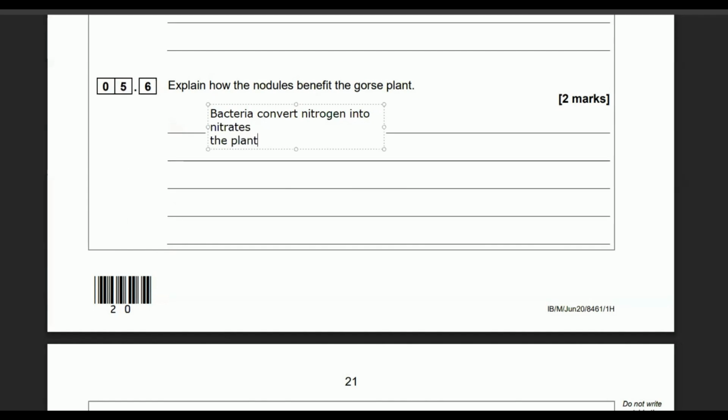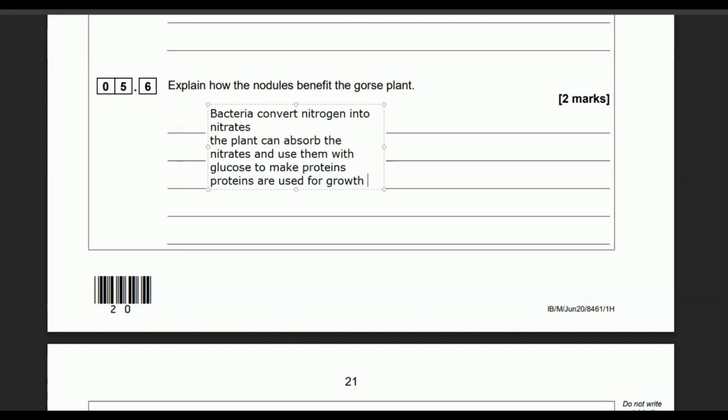The plant can absorb the nitrates and use them with glucose to make proteins. And what do you know about proteins? Proteins are used for growth and repair. So basically, nitrates are used with glucose to make amino acids.